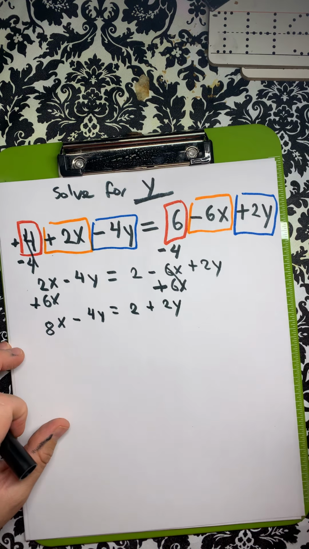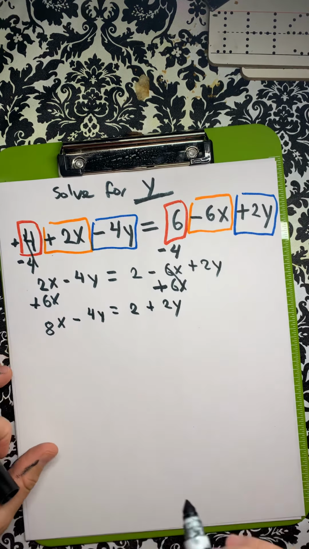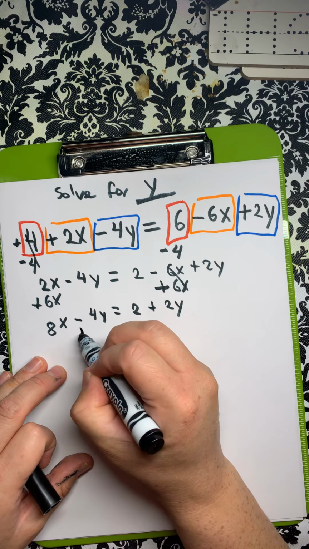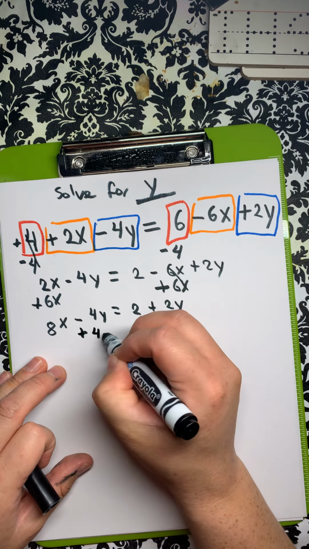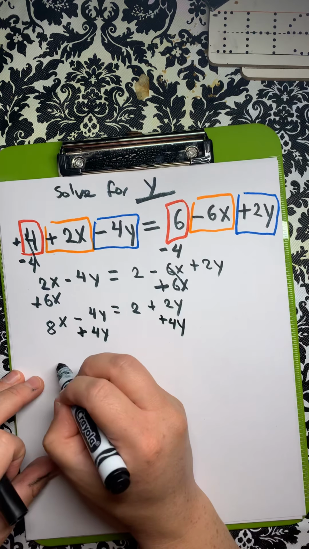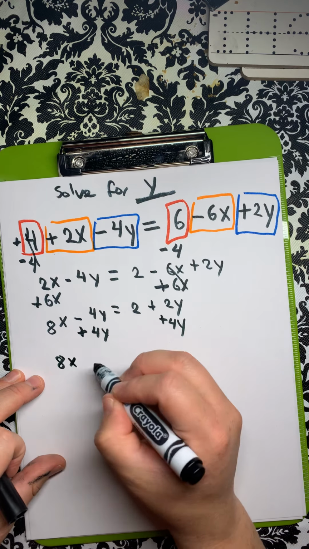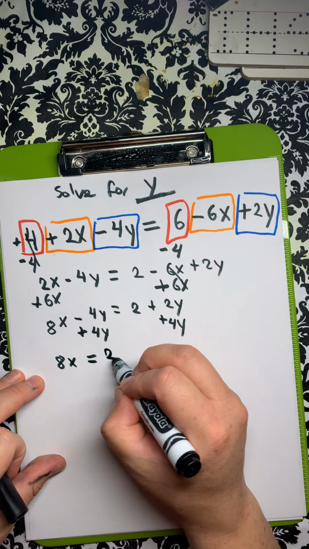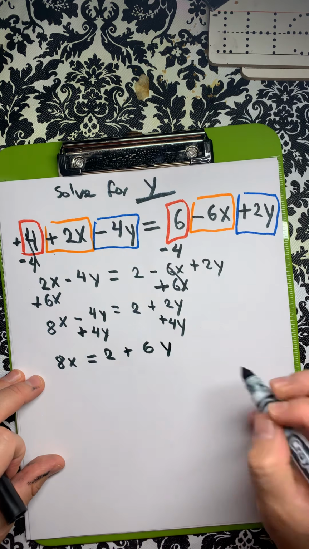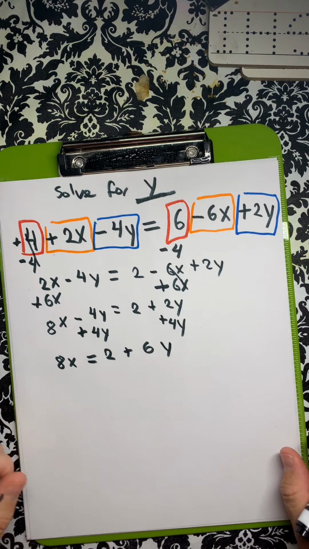Okay, so far so good. Now let's deal with the 4y. We're moving 4y here, plus 4y plus 4y. Here we're left with 8x equals 2 plus 6y. Okay? Now we're so far so good.